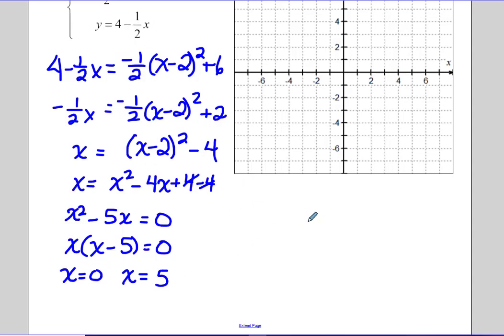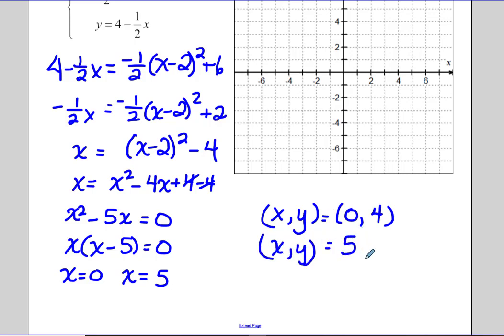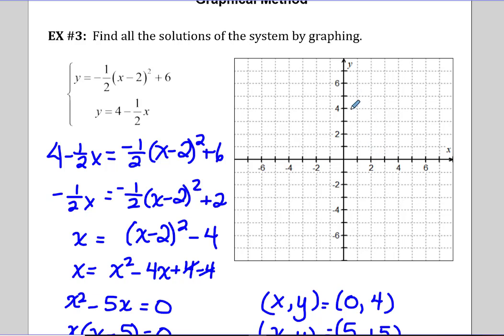Now back here, when x is 0, y is 4. So we have a solution at (0, 4). And when x is 5, we have a solution at 4 minus 2.5, which is 1.5.